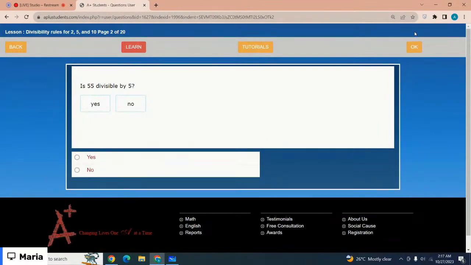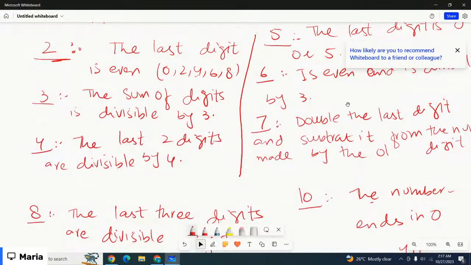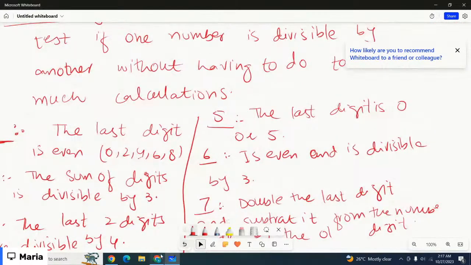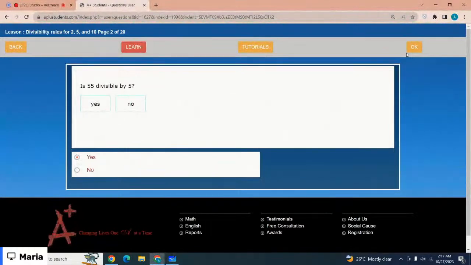Okay, the next one: is 55 divisible by 5? Which is the correct option? Yes or no? You have the divisibility rule for 5: the last digit of the number is either 0 or 5. So yes, the number is divisible by 5. The correct option is yes.